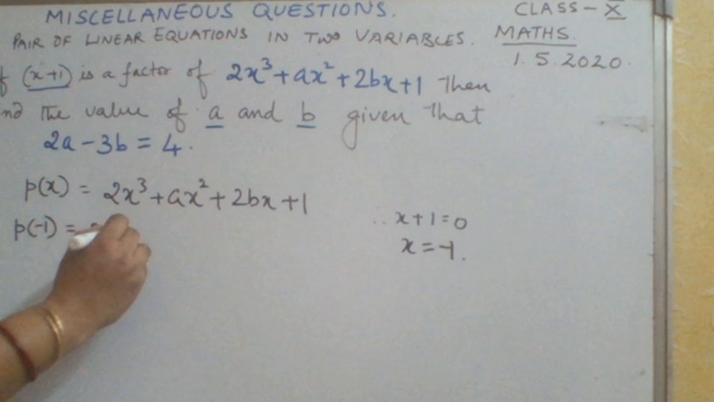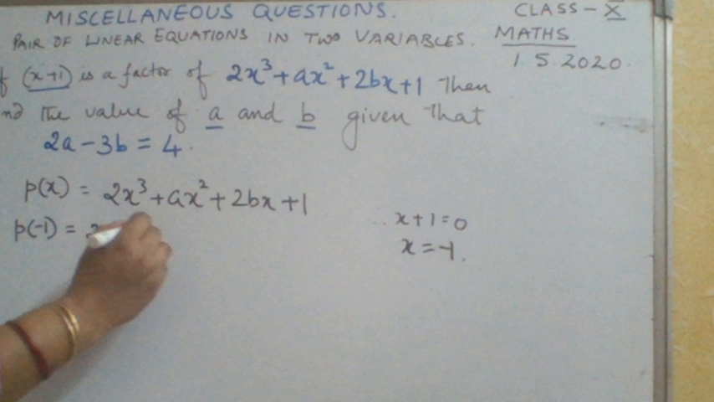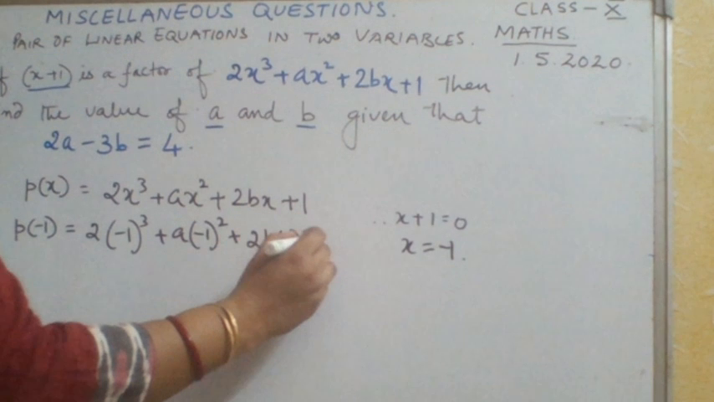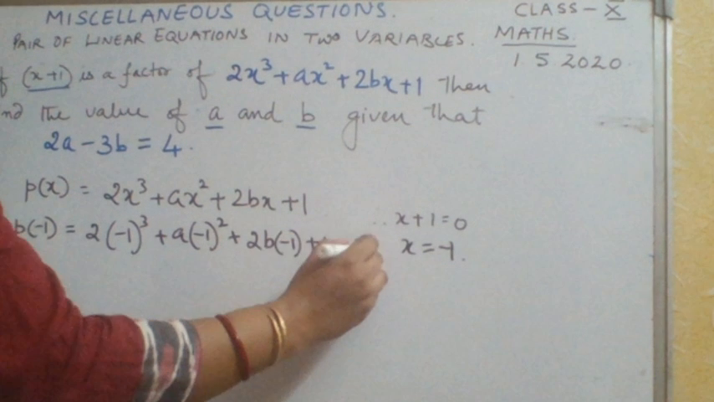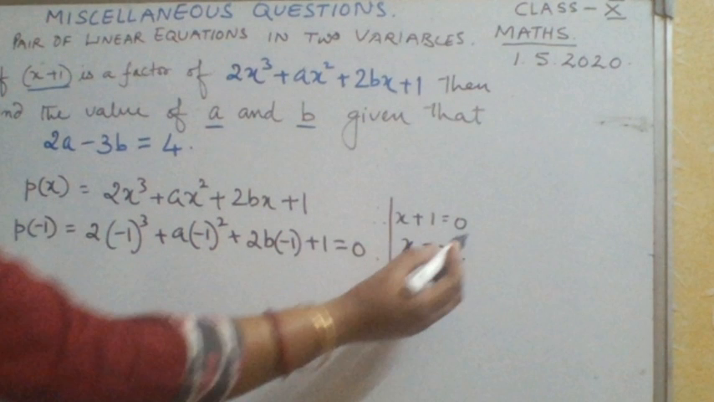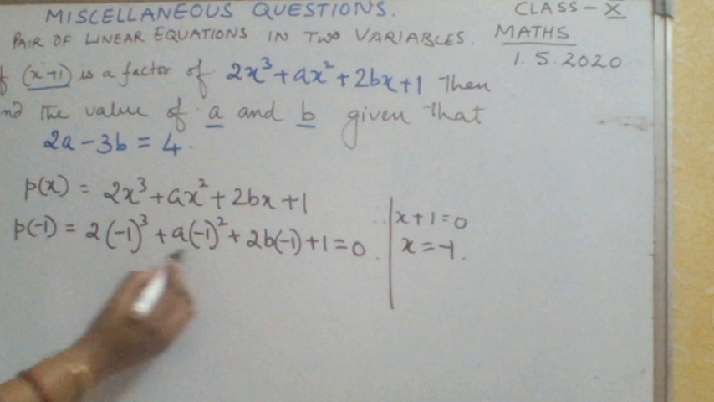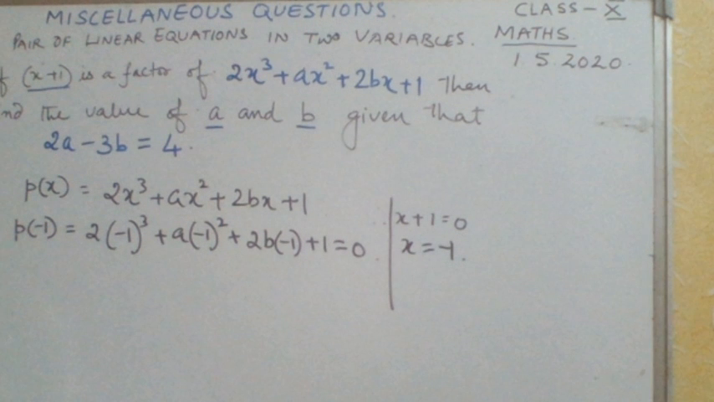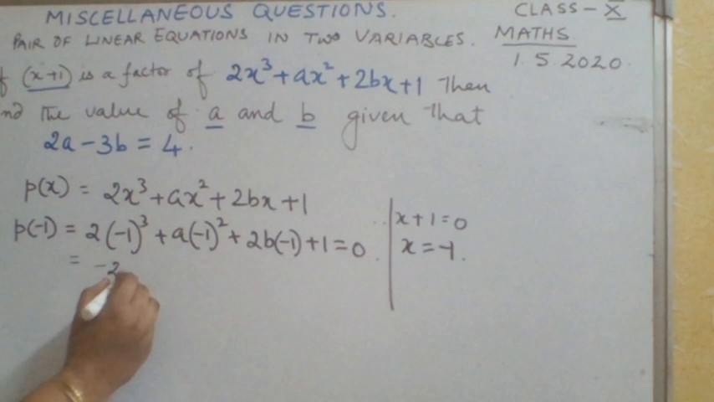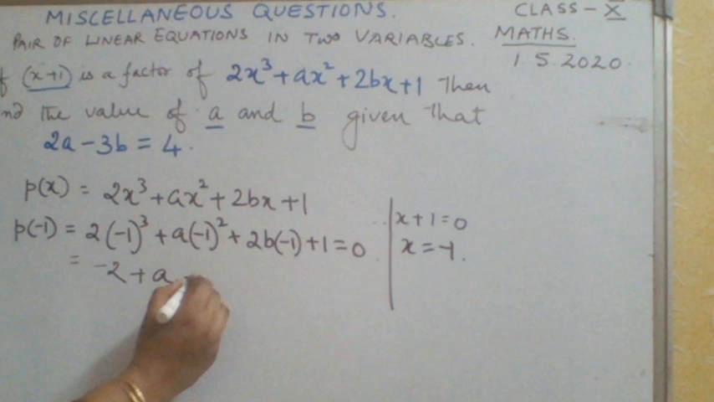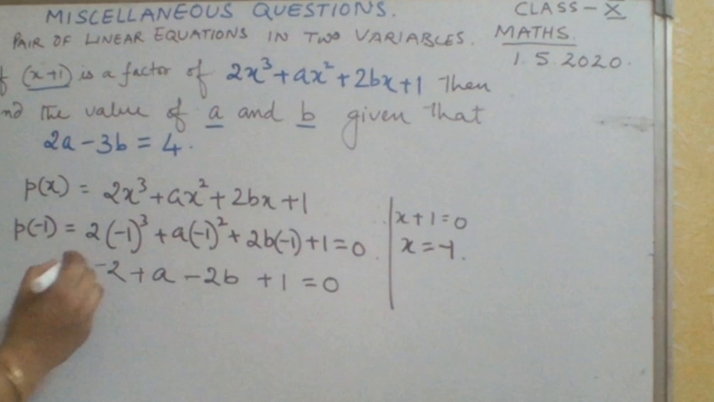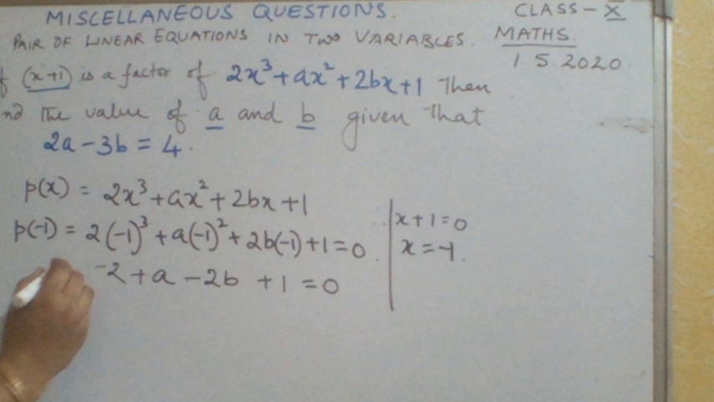So we say 2 into (minus 1) to the power 3 plus a into (minus 1) to the power 2 plus 2b into (minus 1) plus 1 should be equal to 0, right? Because x plus 1 is a factor, we take x equal to minus 1. This should give the polynomial equal to 0. Now (minus 1) to the power 3 is minus 1, so this is minus 2, this is plus a, this is minus 2b, and this is plus 1 equal to 0. Because the equal sign is there, we will put the symbol of implies over here.